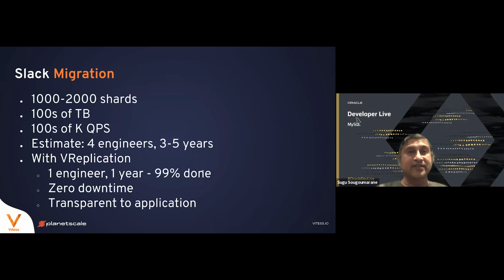So what they did was, with vReplication, there was only one engineer that worked, and I don't even think that engineer worked full time. In 1 year, they were 99% done. They are left with like 3 databases left to migrate, which they will do pretty soon. And all this with zero downtime. Because of the scheme that I explained, the application just kept writing to the old database, and then they just cut over and continued. And all this was completely transparent to the application.